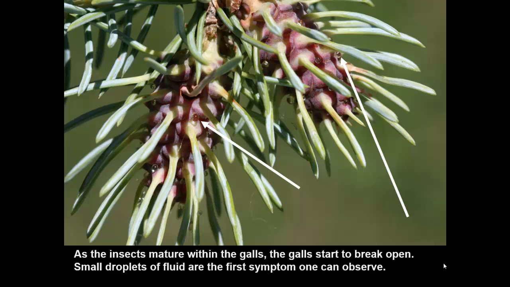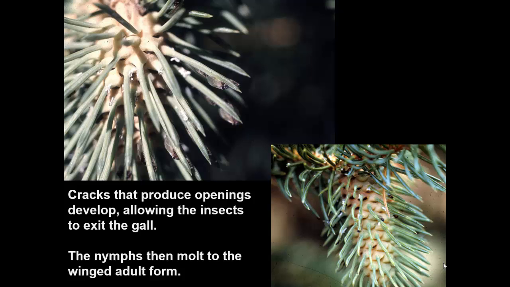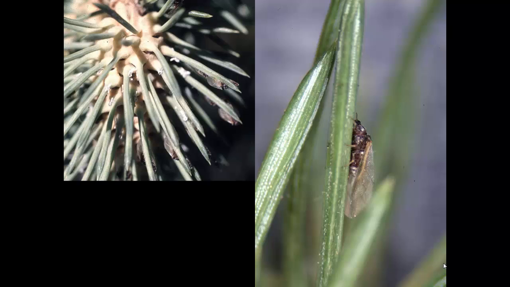The symptoms you'll first see will be little droplets of fluid around the cracks where these cavities exist, and then the plant will continue to dry down and crack open, allowing the aphids to crawl out, and then they will shed their skins and they will turn into a wing stage that will then leave that plant. So you get a wing stage that will then leave the spruce tree.